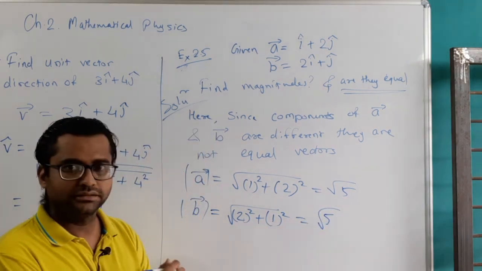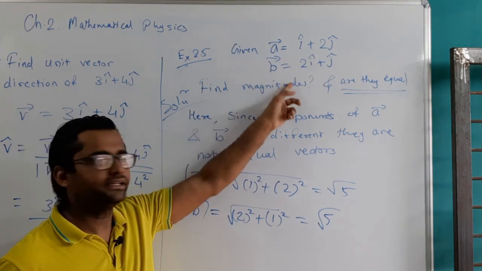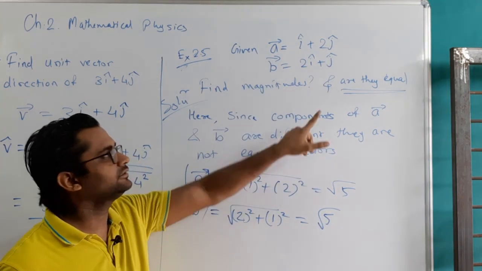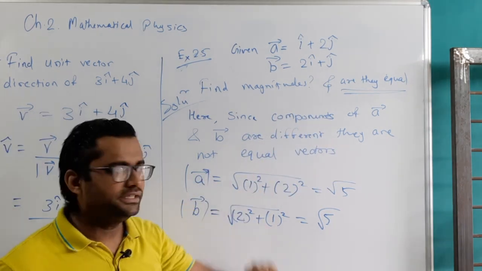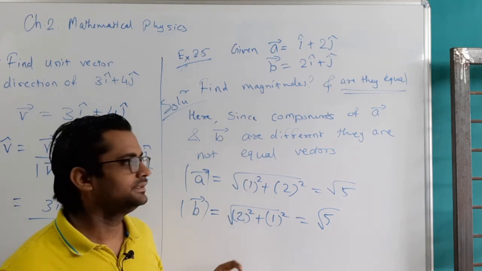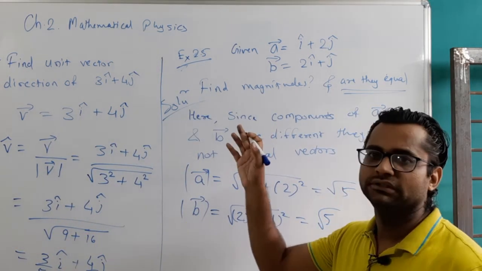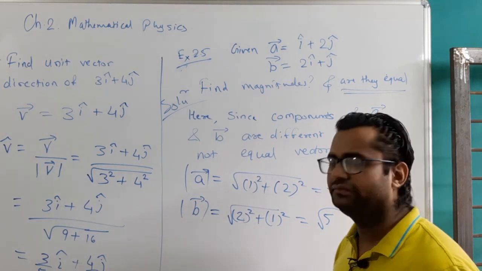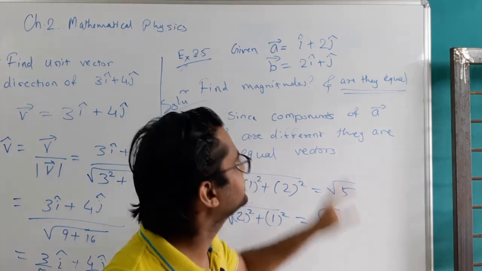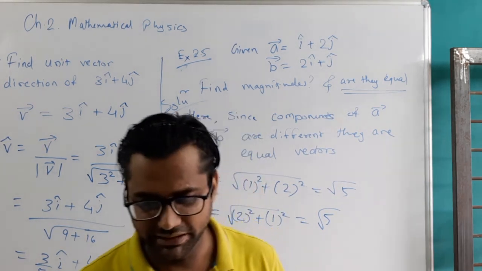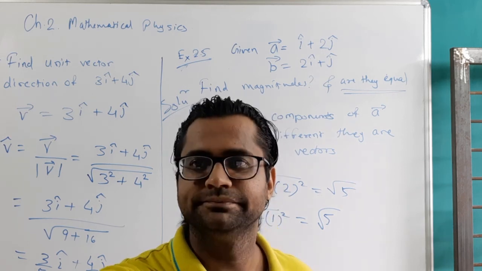If you look, these values are equal. So these two vectors have the same magnitude, but still they are not equal. Why are they not equal? Since their components are different, it means their directions are different. Even if two vectors have the same magnitude, if their directions are different, then those vectors are different. That's why these vectors are not equal. This is the reason behind the concept. Okay, so this is our example number 2.5.